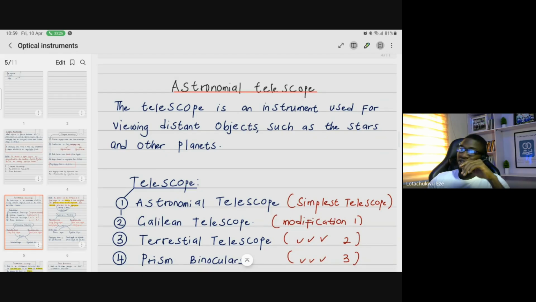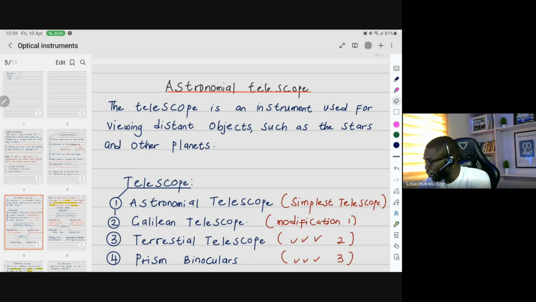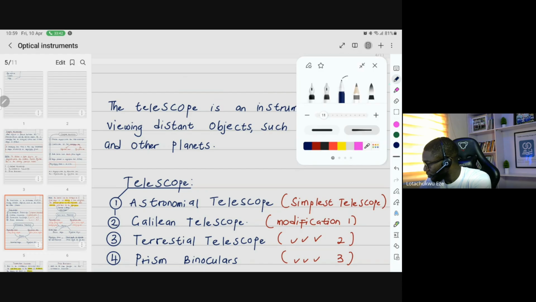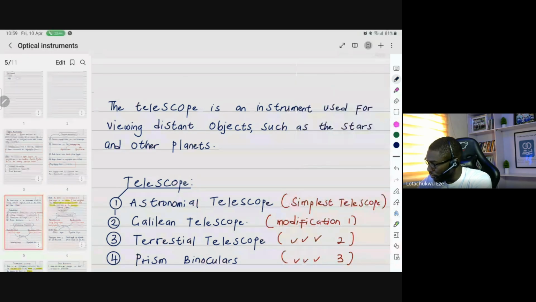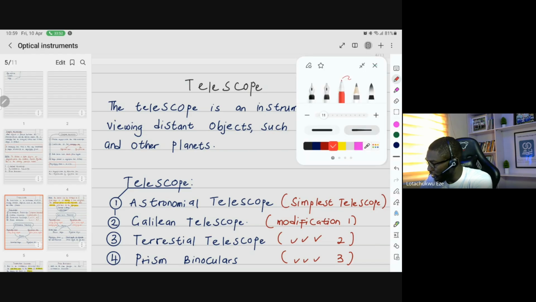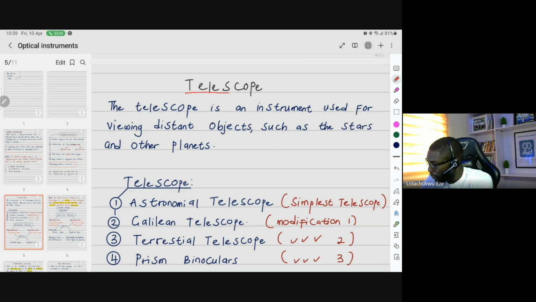So the next one is now your telescope. Actually, I shouldn't have written astronomical telescope. It should have been just telescope. I think it's better to just call it telescope, and then we'll take it from there. So let's just write telescope, so that you can easily remember it. That's why I structured it that way, so we can remember easily. So we'll have our telescope.